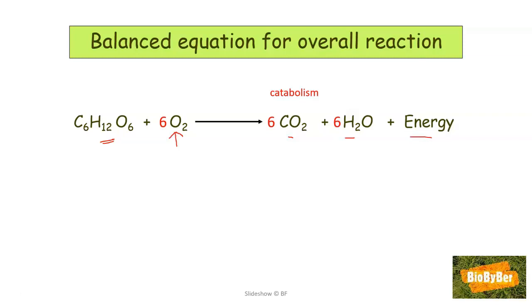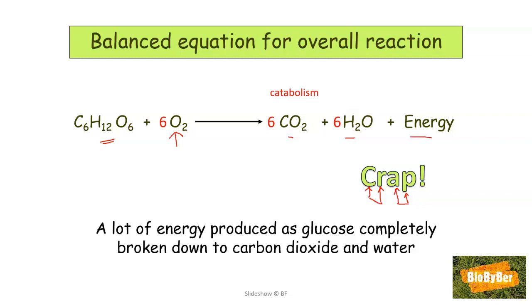And not forgetting, of course, that this reaction is a catabolic reaction. It's also CAP, don't forget, as we've just revised. C for catabolic, or for respiration. So respiration is a catabolic reaction. A for anabolism. P for photosynthesis. So photosynthesis is an anabolic reaction.